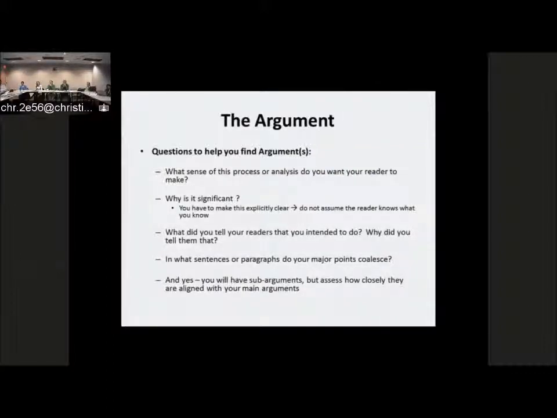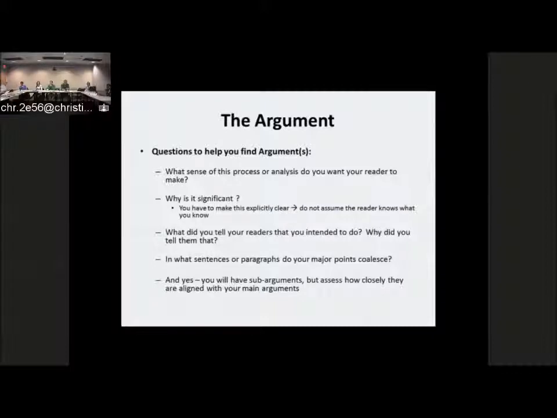What sense of this process or analysis do you want the reader to make? What do you want the reader to know? Why is it significant? You have to make this explicitly clear, right? Don't assume that the reader knows what you're talking about. The reader didn't gather the data. You may be making jumps and assumptions because you know the data. What did you tell your readers you intended to do, and did you actually do that?